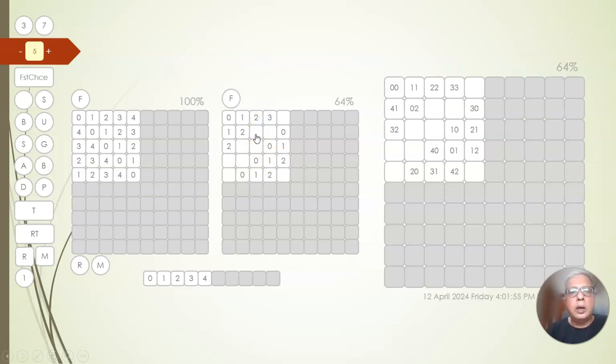For order 10, I have a computer search method which yields a Graeco Latin square of order 10, but that takes time and I will not go through it. Now this is the order 5 Graeco Latin square. Here the lines are slashes and here the lines are backslashes, and that gives me a Graeco Latin square of order 5.